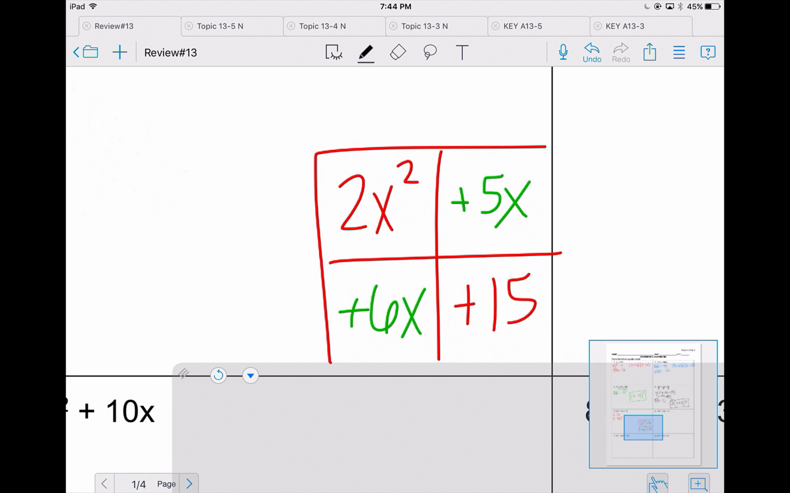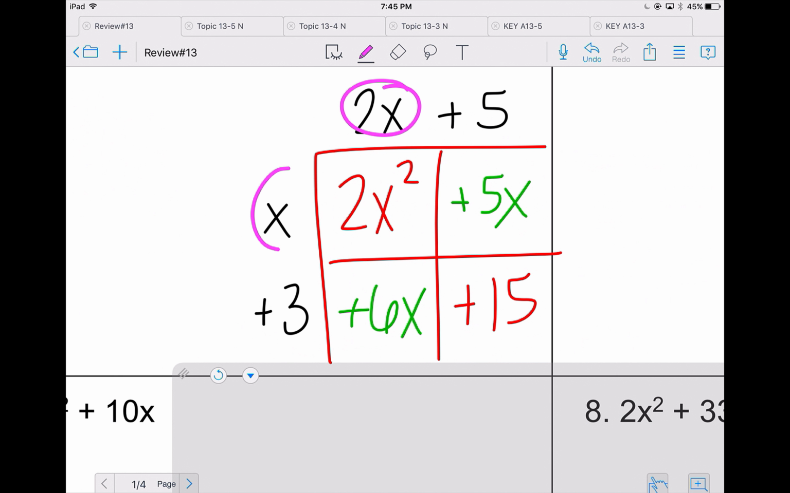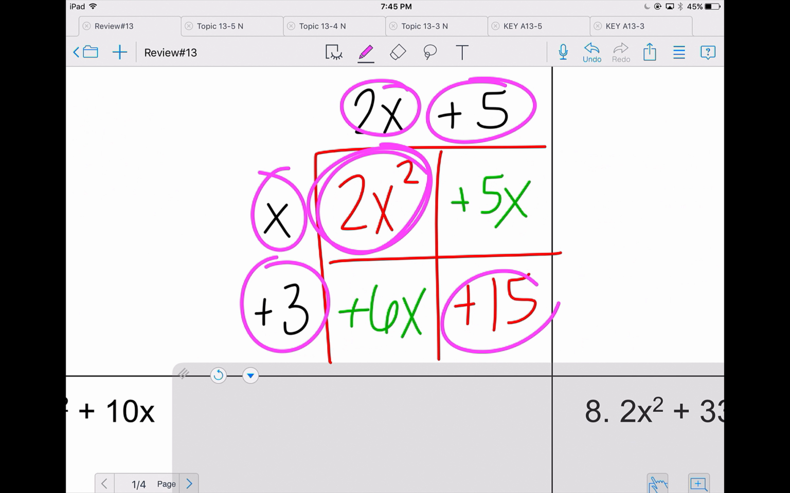From here, I take out my GCFs, so 2x squared and 6x share a 2 and an x. 5x and 15 share a 5. 2x squared and 5x do not share any numbers, but they do share an x. 6x plus 15 shares a 3. Remember that as a quick check, you can do this number times this or that term times that to make sure this works, and this times this to make sure that works.